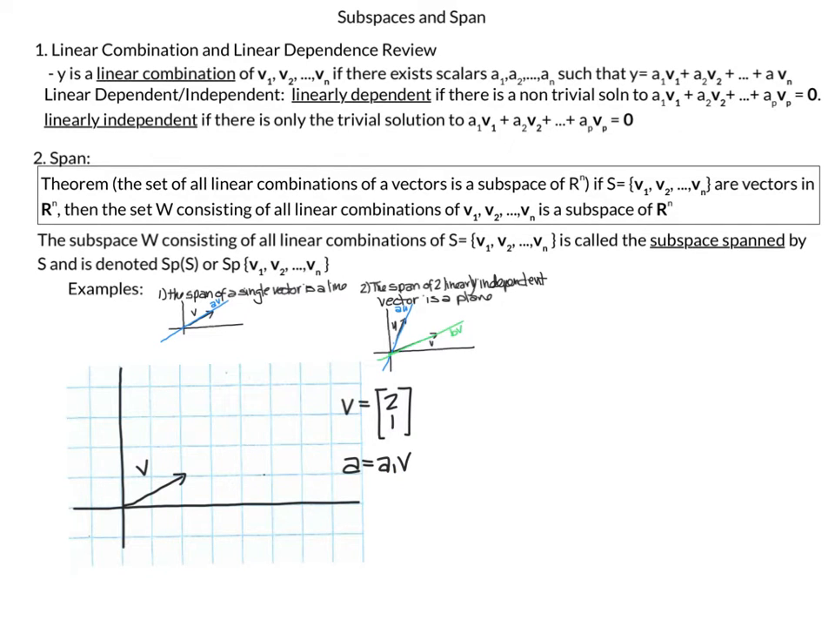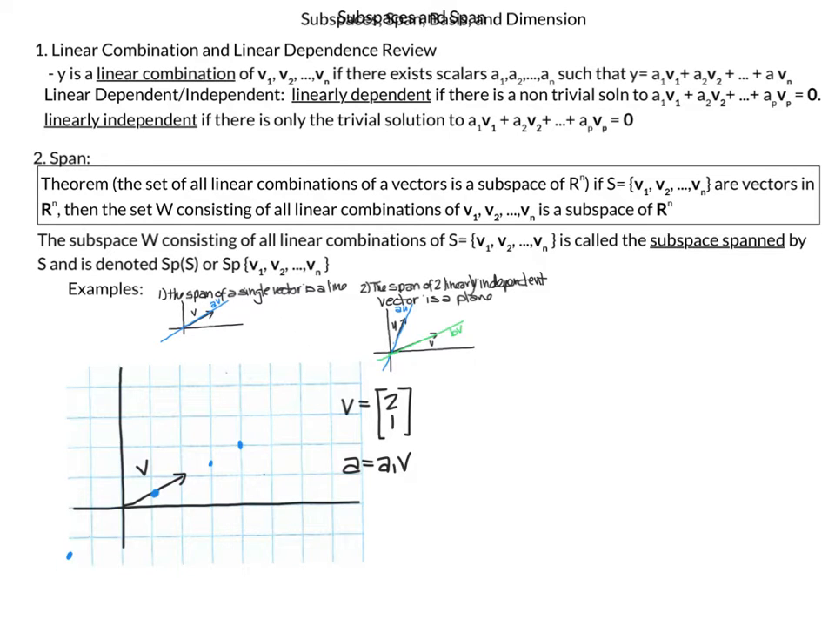So if we multiply this vector by 2, we get this point. If we multiply by 1 and 1/2, we get something like this. Multiply by half, we get this point. Multiply by negative, and we get this point. But you can see that all of these points we get as we scale v lie on the line.